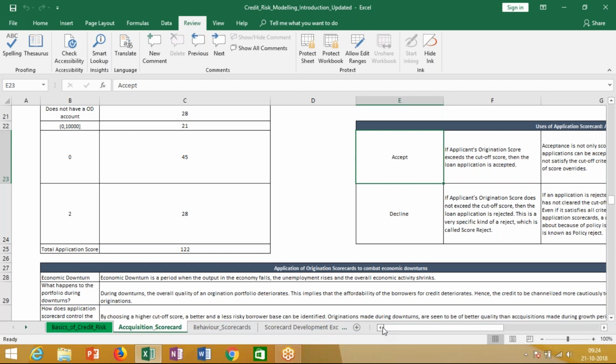Now, for application scorecards, we'll mostly be talking about retail products. So in our module right now, we'll be focusing on retail products during our discussion, right? And while we talk about IFRS 9, we'll bring in commercial products to some extent. Okay, so before I move on, guys, up to this point, have you understood the accept decline decisions?